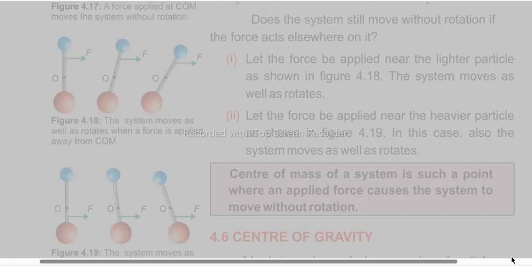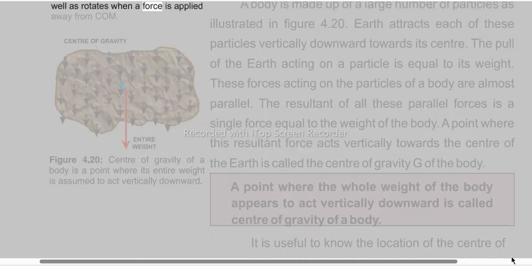Figure 4.17, a force applied at COM moves the system without rotation. Figure 4.18, the system moves as well as rotates when a force is applied away from COM. Figure 4.19, the system moves as well as rotates when a force is applied away from COM.